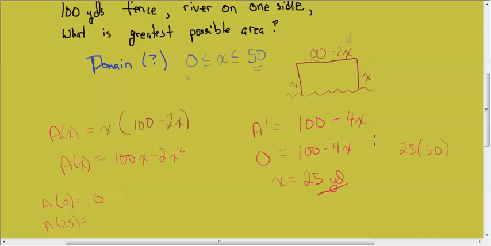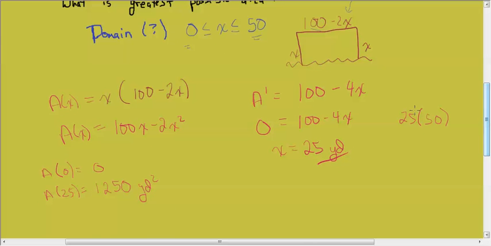25 times 50 is 1,250 square yards. Or, what's my other endpoint? My other endpoint is 50, and A of 50 is 0. So this provides your maximum area.